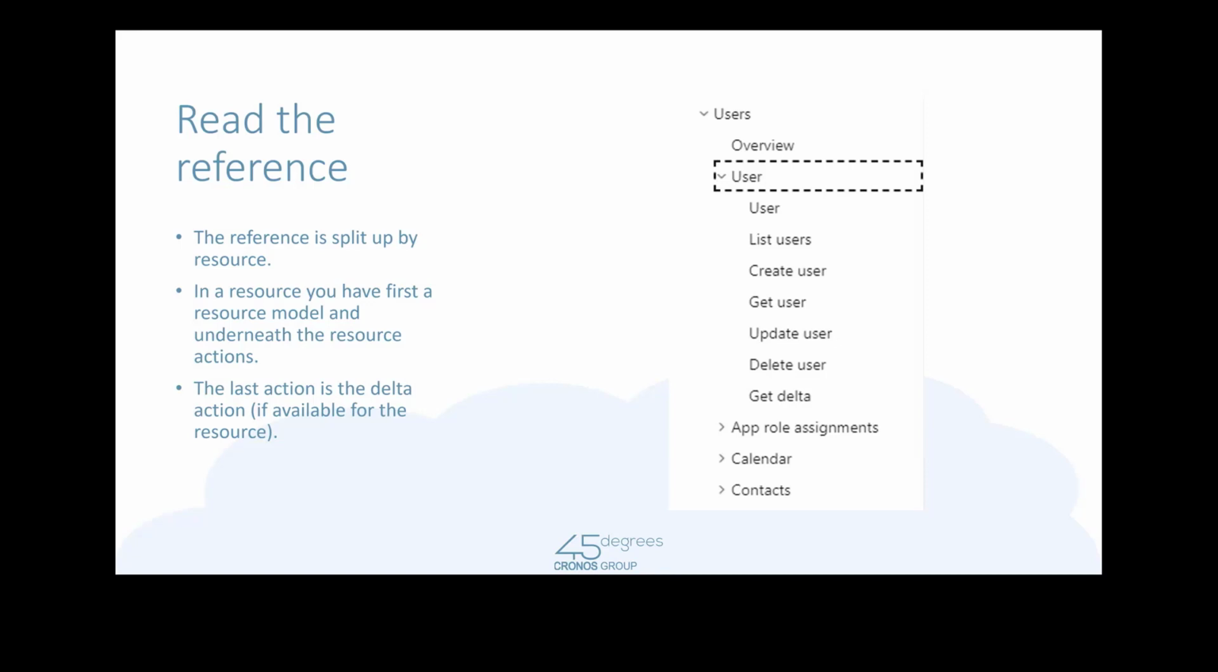The reference is split up by resource. For each resource, like for example user, you have first your resource model, with what properties are in the user resource, and underneath the resource actions or operations: list user, create user, and so on for all the resources you have available. And the last action every time, if it's available, but it's not for every resource, but most of them do have a delta, and a delta is to see what has changed since the last time. So you give your user that you have in the client user model, and the Graph API will say what has changed in the meantime.